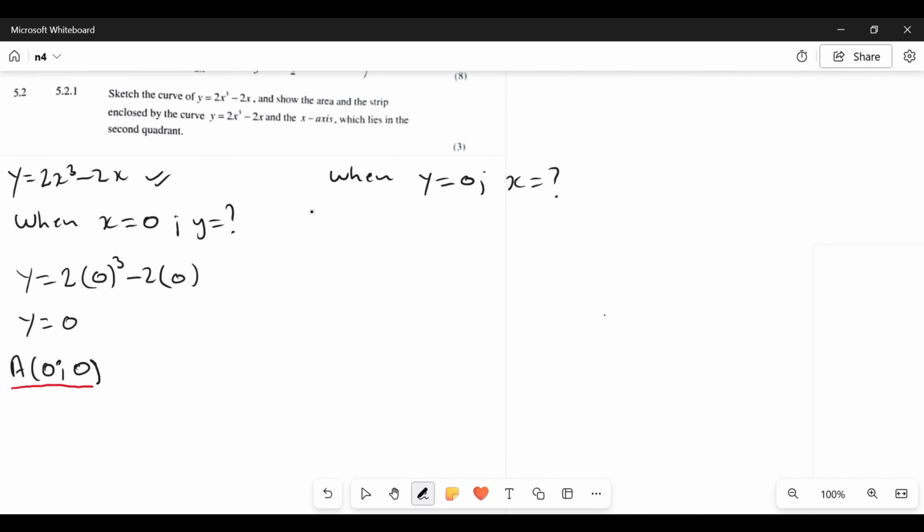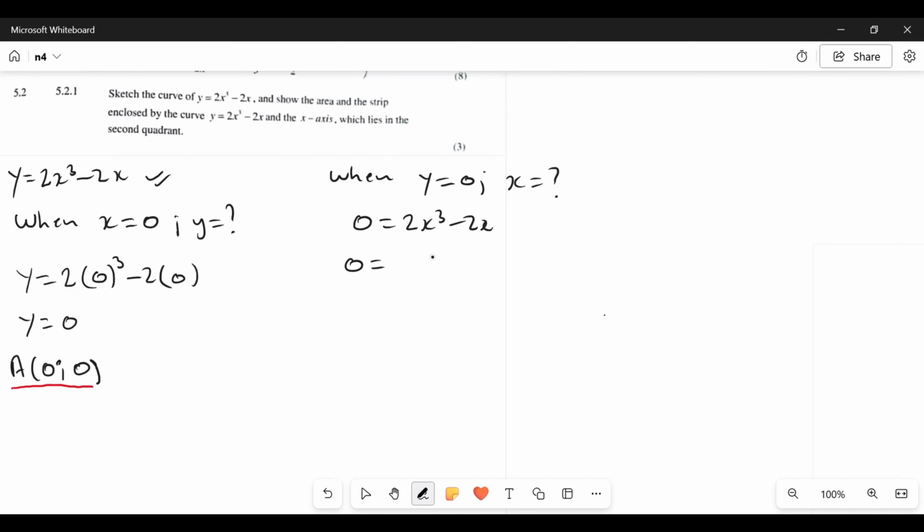Wherever there is y, we substitute with 0. So as you can see, if y is equaling to 2x cubed minus 2x, instead of writing y, we're going to write 0 there, which is equaling to 2x cubed minus 2x. Now when it's like this, we start solving for x. On the left hand side is equaling to 0.